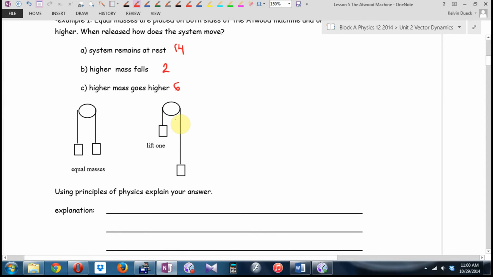You know what? This is a job for a free body diagram. So I'm going to zoom in on this picture right here, and I'm going to say, okay, what are the forces acting on the left-hand mass? Get the obvious one. Is it in free fall? Is there a rope? Oh, so tension.